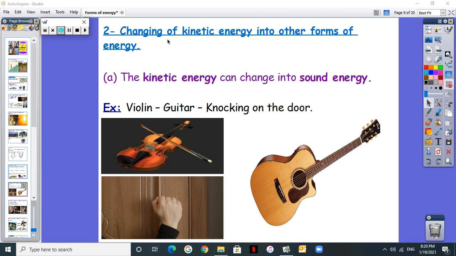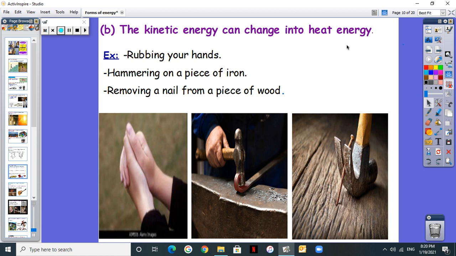Changing of kinetic energy into heat energy. We can change the kinetic energy into heat energy. Can you give me an example? Rubbing your hands. Try to rub your hands like in this picture. This is the movement of rubbing your hands. So here kinetic energy is changed into heat energy. You feel warm. So rubbing your hands changes the kinetic energy into heat energy.